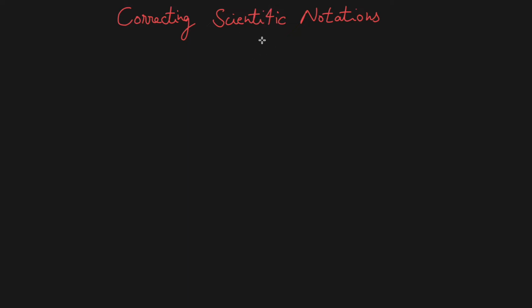To show it, let me write a random value which is correctly written in scientific notation. For example, let me write 1.23 times 10 to the power 4. So here we have a random value which is correctly written in scientific notation.